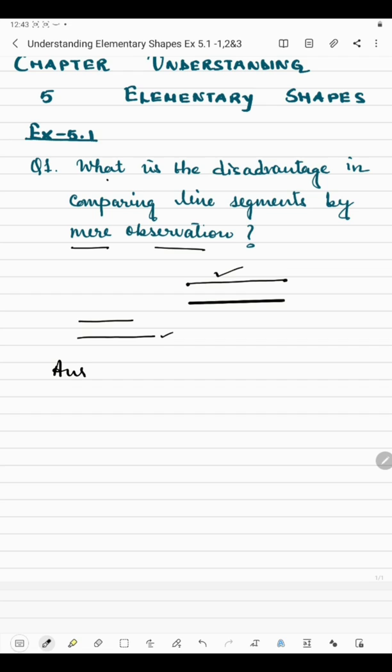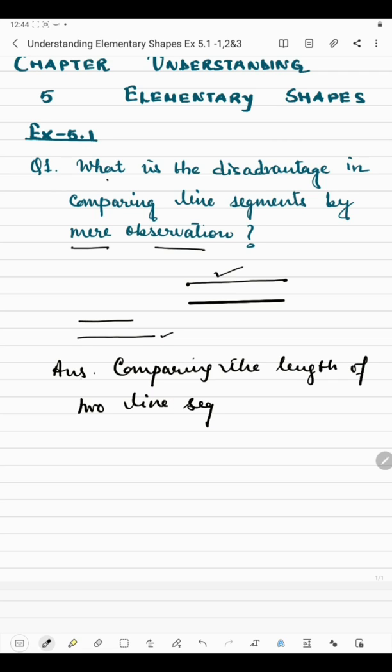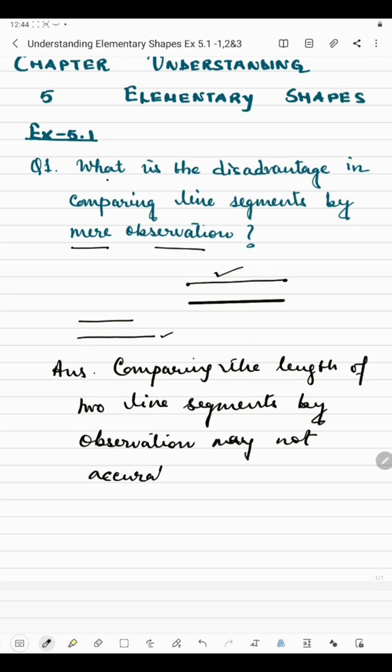So the answer will be: comparing the length of two line segments by observation may not be accurate. So how do we get rid of such errors? We use a divider in this case. Okay, now coming to the next question.